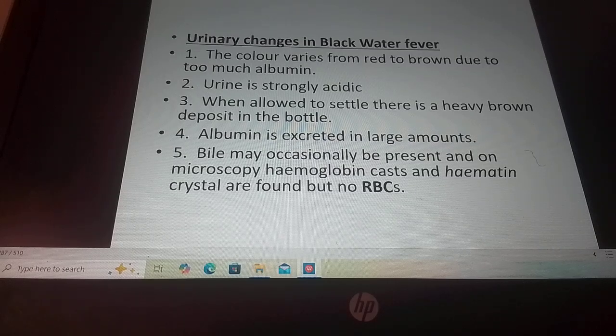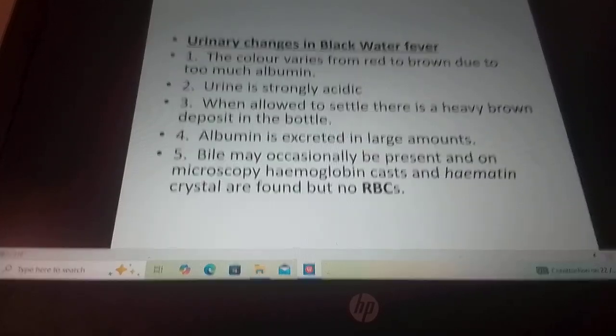So this one is for those lab techs, my friends, the lab technicians. This is for you. So albumin is excreted in large amounts is another change that has been reported, and bile may occasionally be present, and on microscopy hemoglobin cast and hematine crystals are found, but there will be no RBC.